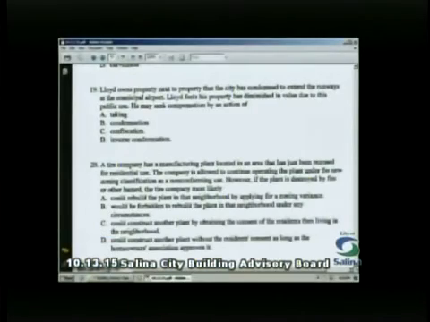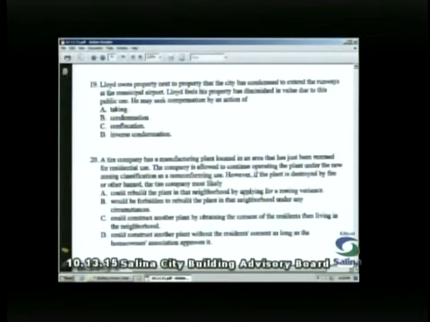Lloyd owns a property next door to property that the city has condemned to extend the runways at the municipal airport. Lloyd feels his property has diminished in value due to this public use. He may seek compensation by an action of, D, that is correct, inverse condemnation.